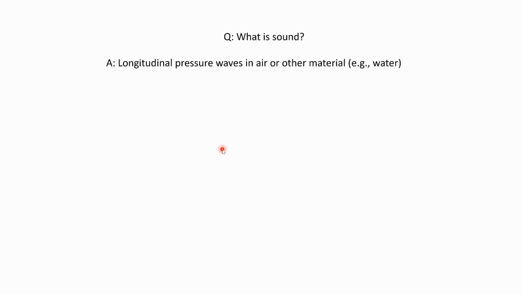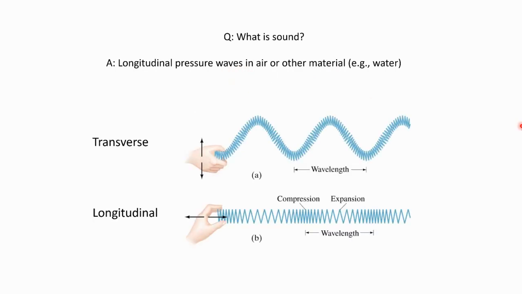What is sound? The answer is longitudinal pressure waves in air or other material. You can have sound in water, for example. But we'll think about air because that's how we experience sound mostly. And let me remind you what a longitudinal wave is. You can imagine taking a slinky, connecting one end to the wall, and then stretching it and moving your hand up and down like that, so you get this kind of a wave that you set up.